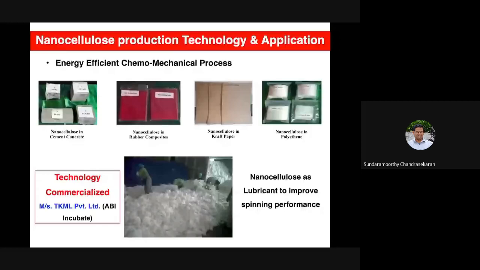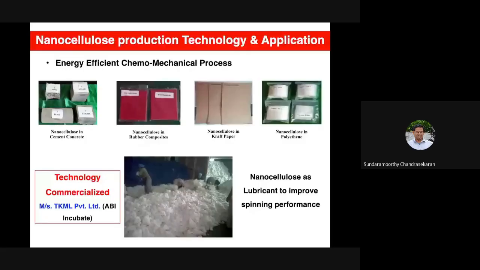He tried those properties, and he replaced the spin oil, and he found that this nanocellulose improved the spinning performance. It is able to be a good lubricant agent compared to the spin oil, and it is able to significantly reduce its cost and improve the quality of the product. So this is one of the success cases where the person has come up with his own idea. He tried and tested it in our institute, and he was able to successfully demonstrate that, and he is still using it as a lubricant in his industry.